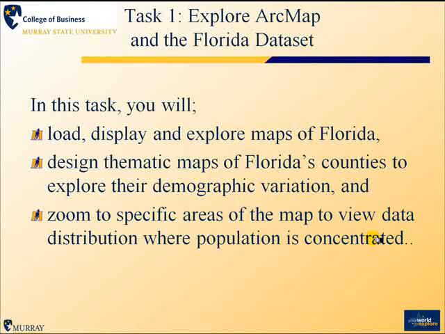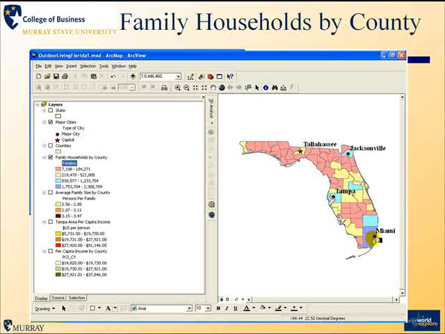So then in task 1, the first approach that we'll take is to load various maps of the state of Florida, and then in the thematic mapping exercise to look at the distribution of key demographic variables across the state, so that we can anticipate where concentrations of target populations might be. As you do this, it's also a good idea to zoom in to various portions of the state so you can see different levels of concentration or distribution of demographic variables throughout the state.